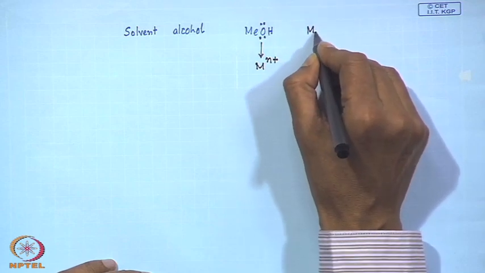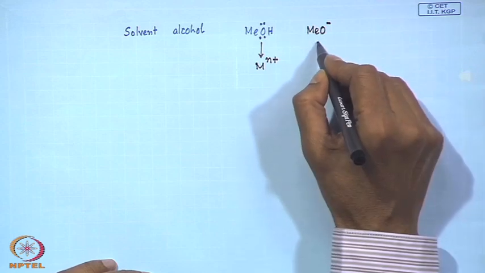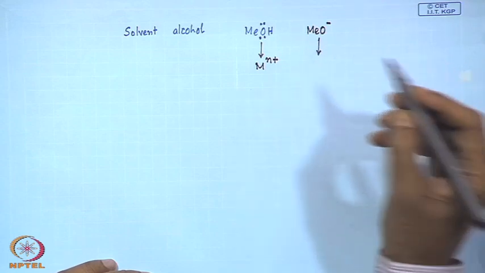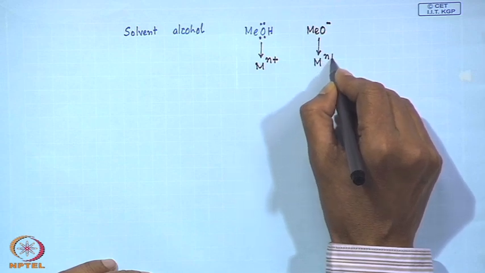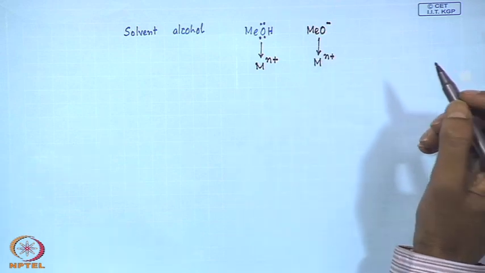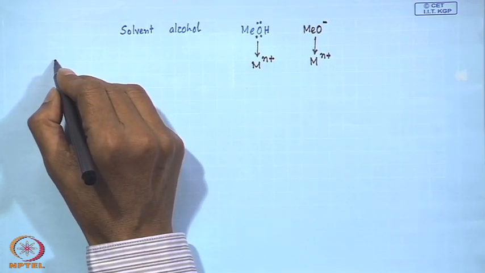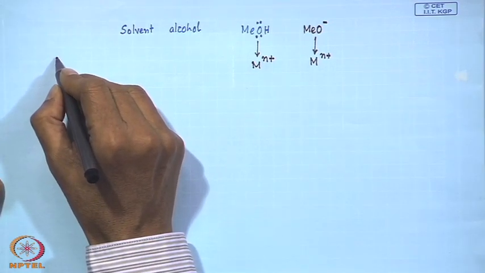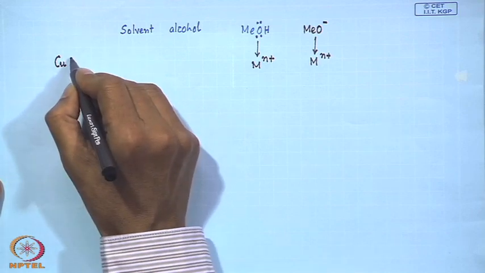And like water, it can also go for deprotonation. So, the methoxide ion is formed and we can have the corresponding complex of the methoxo ion. Similarly, different metals are also present as the corresponding metal salts of acetic acid.